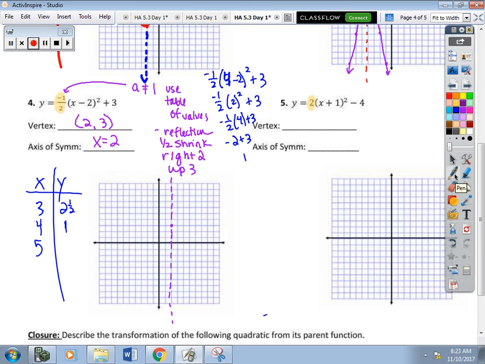Which is what I picked on here. I picked 6 instead of 5. And that got me -5, but it doesn't matter. You can pick 5. You'll just get a decimal. And then, of course, we'll plot those points. And reflect them.